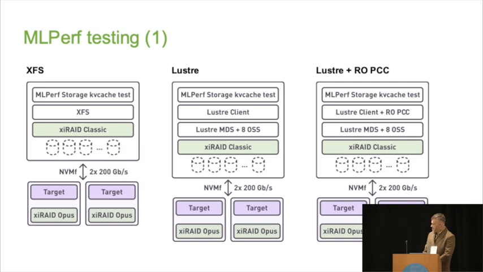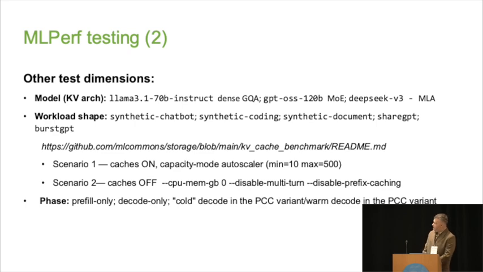So I split all the drives into 2 groups. The first group was operated as backends for OSS, and the second group was operated as caching volumes for ROPCC. I used the MLPerf Storage key value test. I tried different models of different architectures. I chose 3 models: Llama, GPT-OSS, and DeepSeek. I tried different workloads like synthetic chatbots, coding, documents, and pre-stored shared GPT traces.